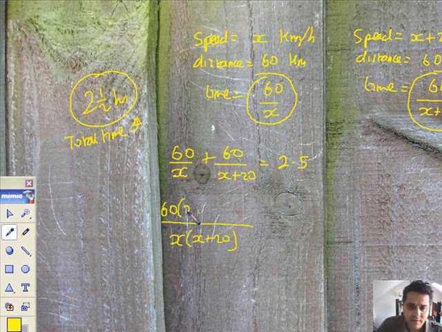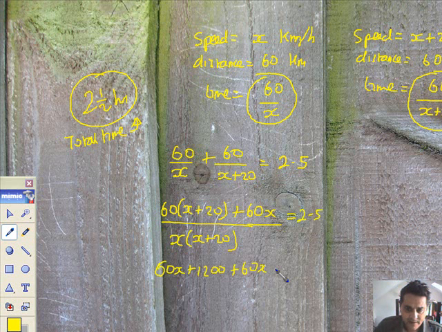So let's just set up the calculation very carefully. Plus 60 lots of X, because X plus 20 times X, the 60 wants to be multiplied times X, otherwise it won't be an equivalent fraction. Well, that equals 2.5. Let's just keep working on it. Multiply out: 60X plus 1200 plus another 60X comes to 2.5 multiplied by this denominator here. Well, just multiply it out and drag it over. That's going to be X squared plus 20X, isn't it?